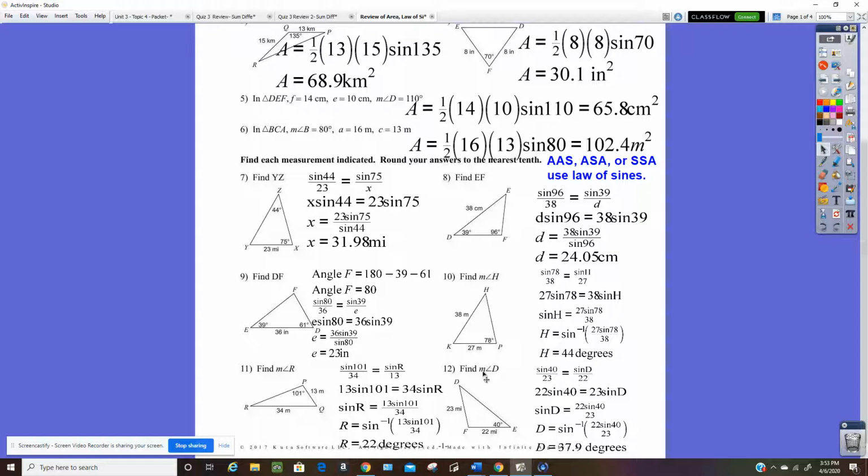And then number 12, if you want to find D, here's angle D. You don't know what that is, so sine of D over 22, that's right here, is equal to sine of 40 over 23. When I manipulate that proportion and solve for D, I get 37.9 degrees.